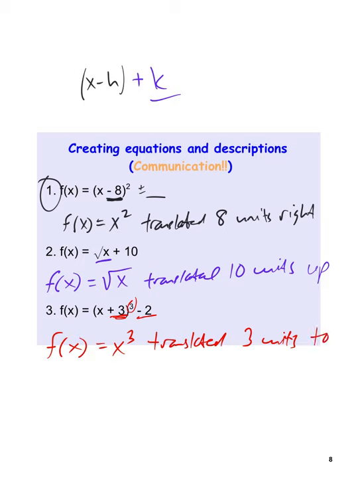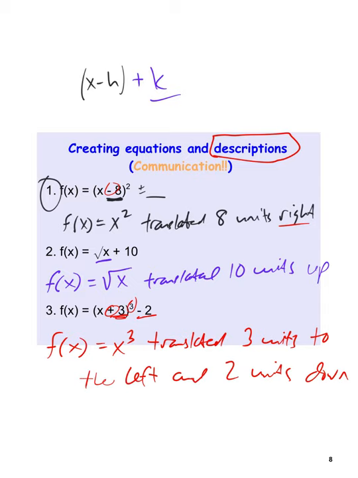units to the, and again, this is opposite what we saw in the first one now. The first one was minus 8 and went to the right. So this is plus 3, so this would be to the left. Okay, so x plus 3 means 3 units to the left, and 2 units down because of that minus 2 at the end there. So this had 2 translations with it. And again, this would be explaining, creating the description of the translation.